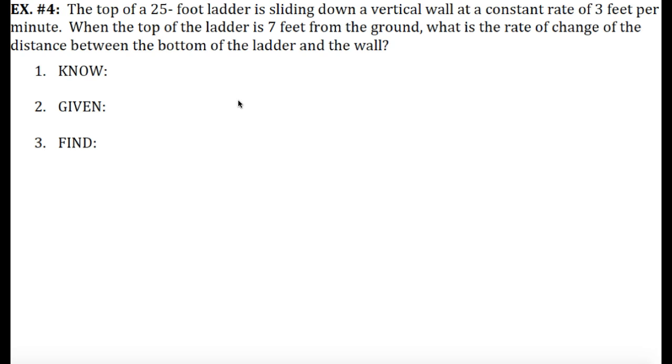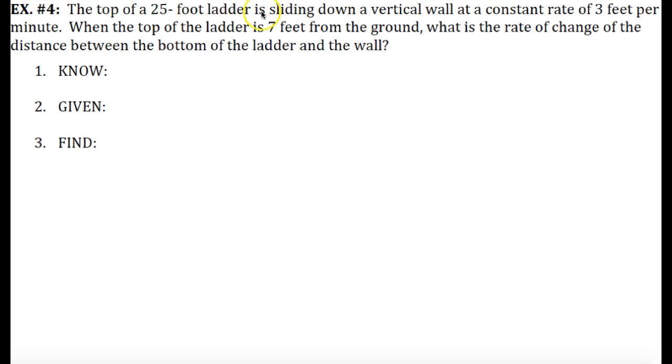So it says, the top of a 25-foot ladder is sliding down a vertical wall at a constant rate of 3 feet per minute. When the top of the ladder is 7 feet from the ground, what is the rate of change of the distance between the bottom of the ladder and the wall?